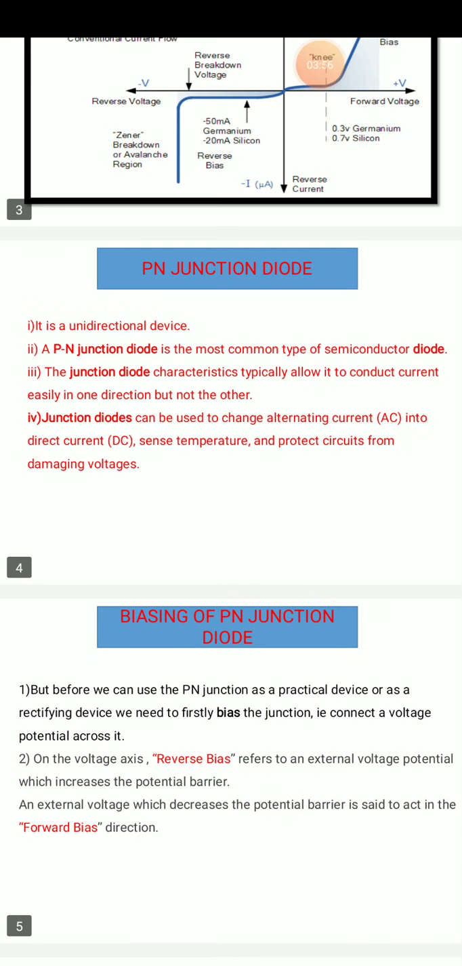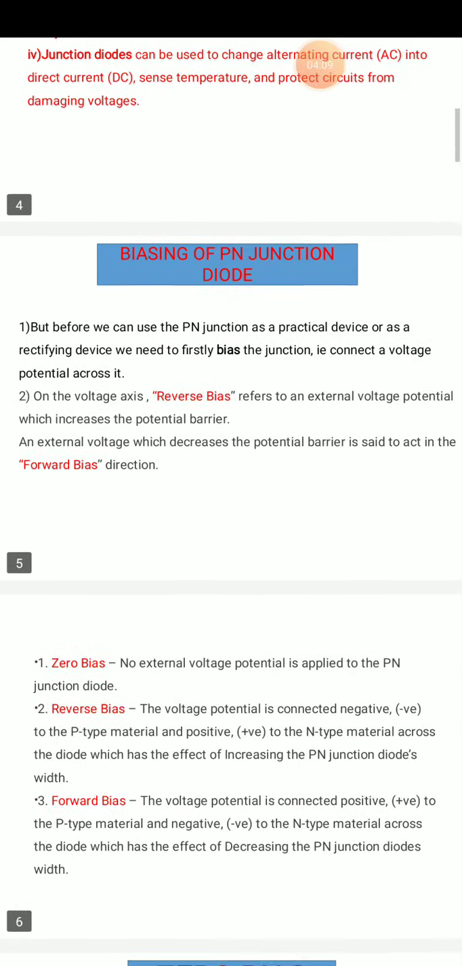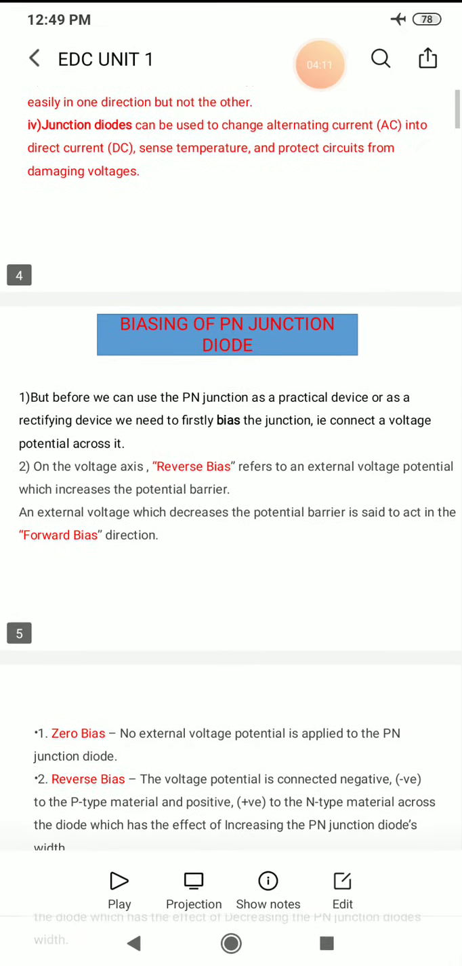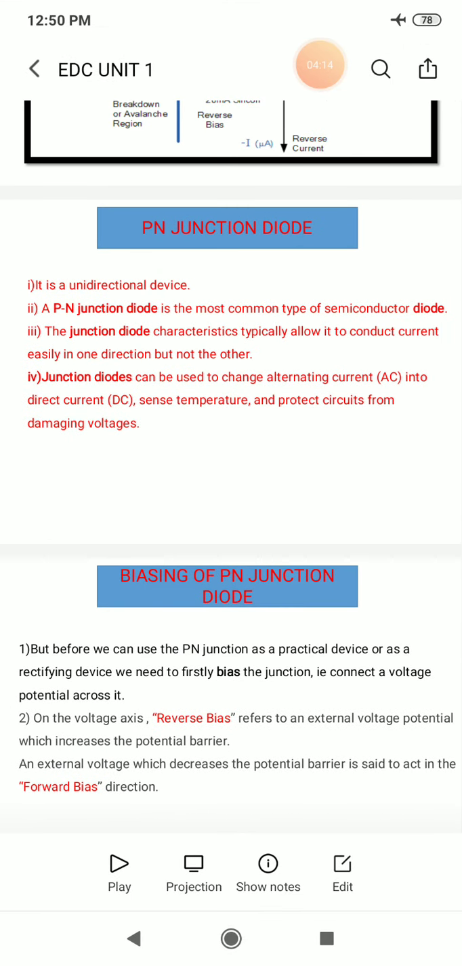First we will see what a PN junction diode is, what biasing means in a PN junction diode, and what the two types of biasing are, in further classes. So first, the PN junction diode is a unidirectional device. It is very clearly mentioned that the PN junction diode operates in single direction flow.